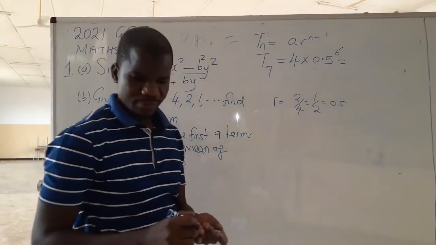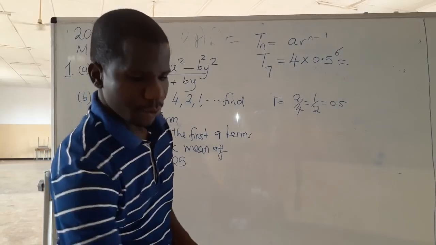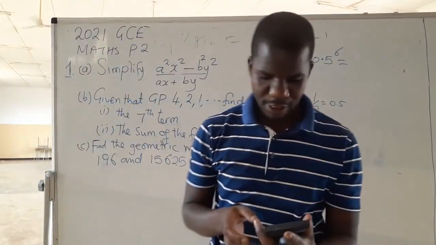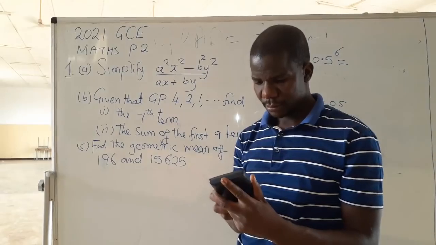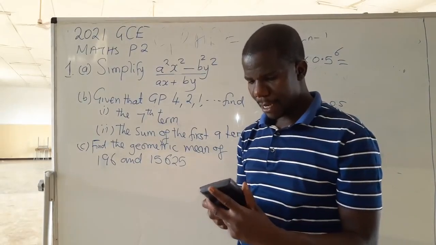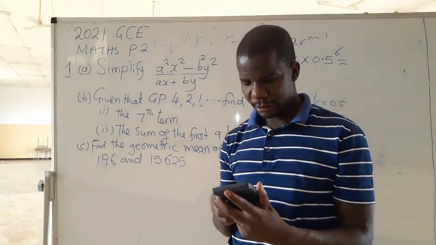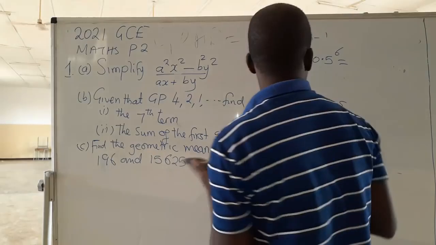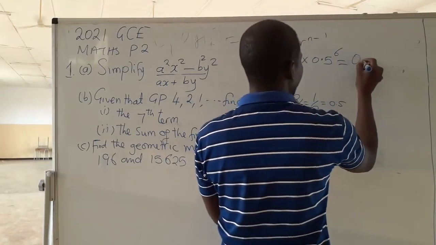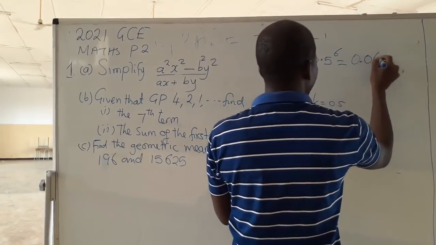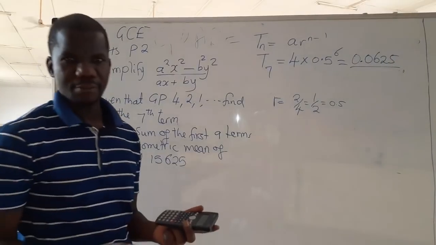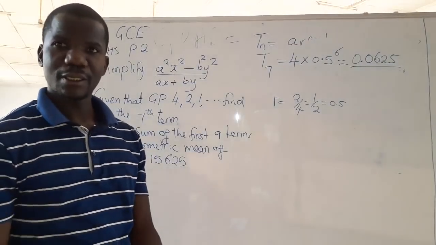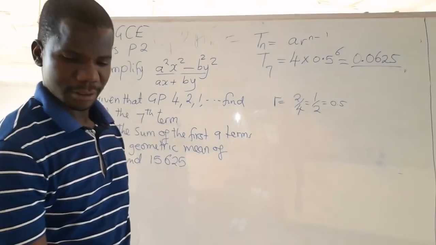Once you've done that, you allow your calculator to do the work now. So 4 multiplied by 0.5 to the power 6. We're going to get 0.0625. This is what is going to be the seventh term. Are you following?